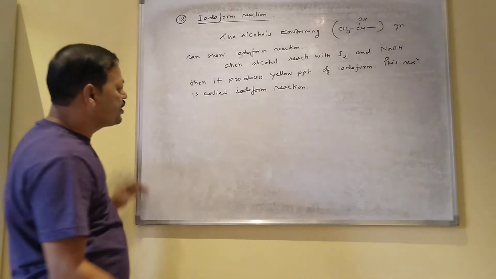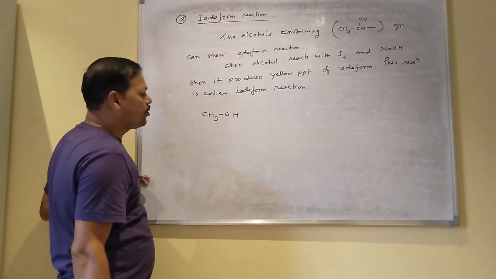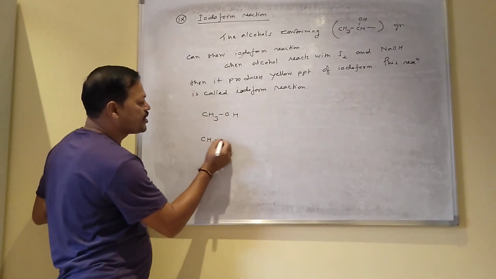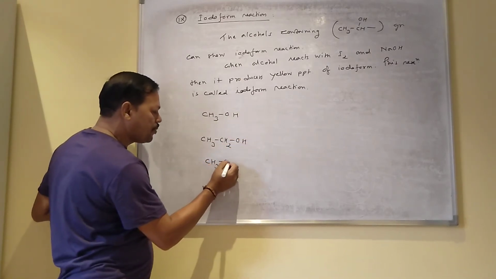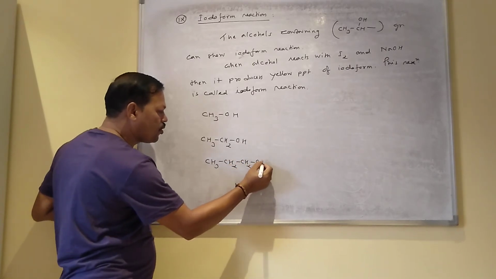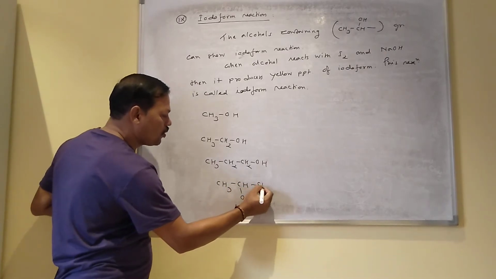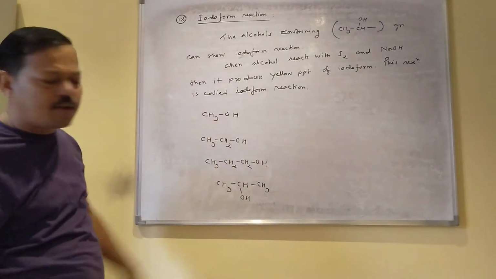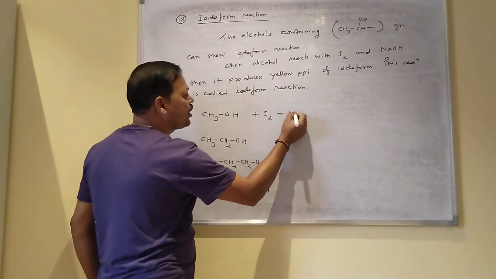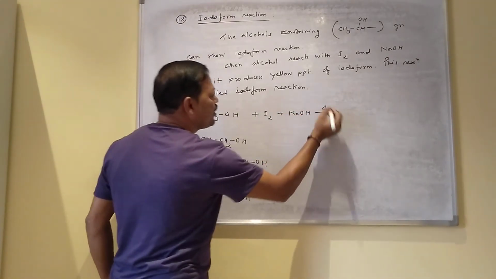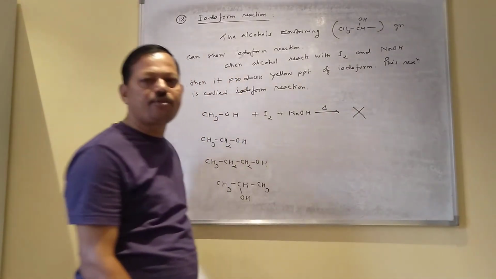Now I will show you the reaction. So this is one of the alcohols, CH3OH. You know this is called methanol. This is the compound which is called ethanol. This is the compound which is called propanol or propan-1-ol. And this one is called propan-2-ol. So I have written different alcohols. When you react them with iodine and sodium hydroxide, I2 and NaOH, then this compound does not give a yellow precipitate, I mean the reaction will not take place.